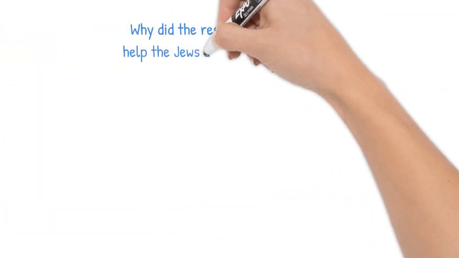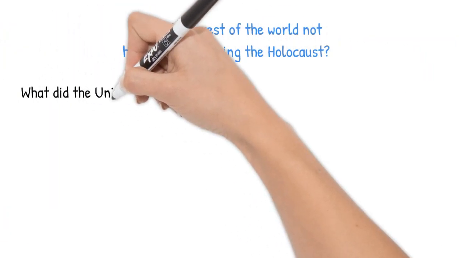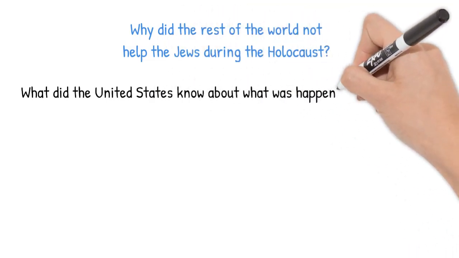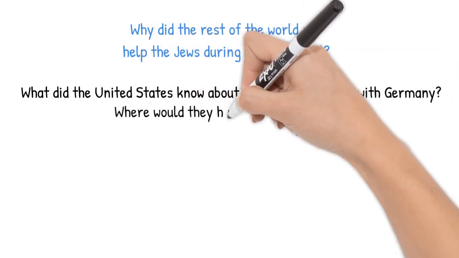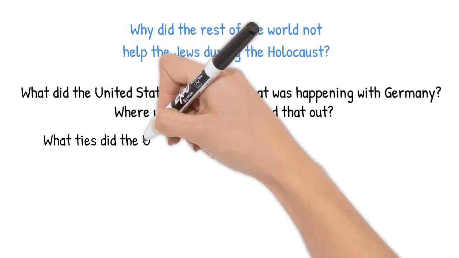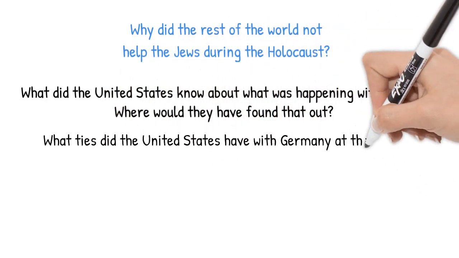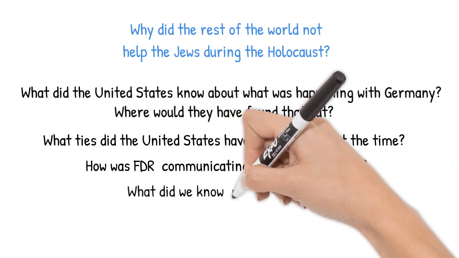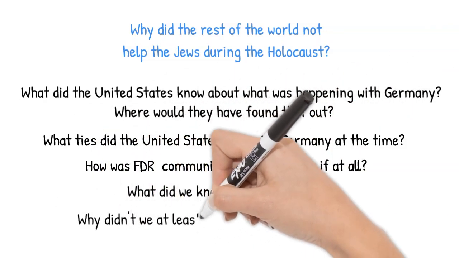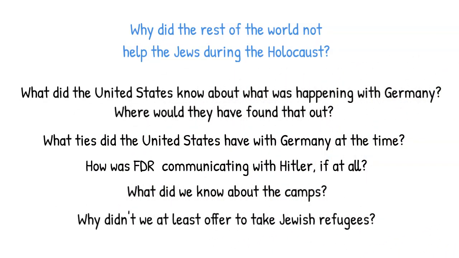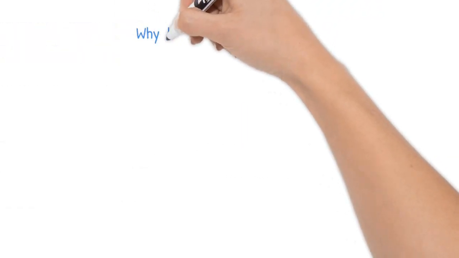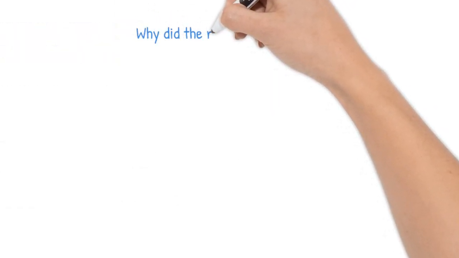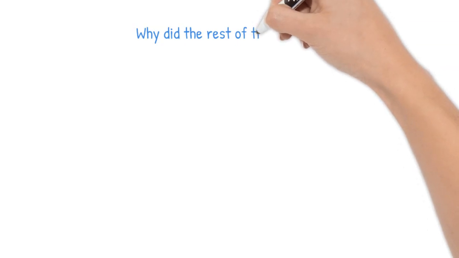What else? So we're focusing on the United States. What did the United States know about what was happening in Germany? Where could they have found that out? What ties did the United States have with Germany at the time? Was the American president communicating with Hitler? What did the US know about the camps? Why didn't we take or offer to take Jewish refugees? You'll notice none of these are yes or no questions. You need to dig deep to get the answer.